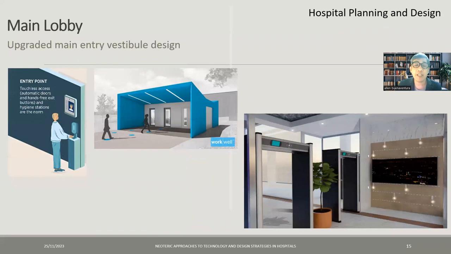The main entry and lobby of hospitals have evolved from hotel-like to an area equipped with smart systems. This will ensure safety and security upon entering the hospital. Hospital lobbies have touchscreen or contactless entry doors and separate circulation routes to restrict the public from entering staff areas.